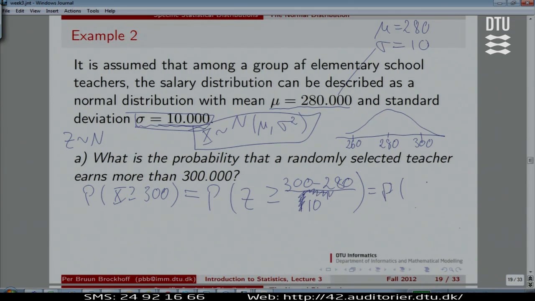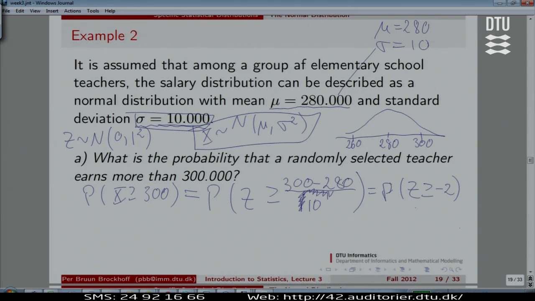This becomes minus 20 divided by 10. That would be capital Z larger than or equal to minus 2. And this was the standard normal. We already know this number.